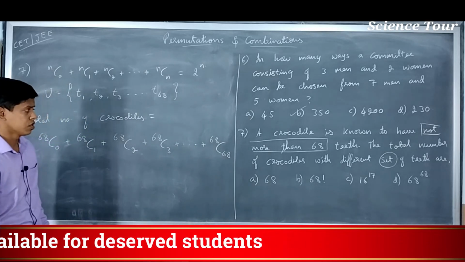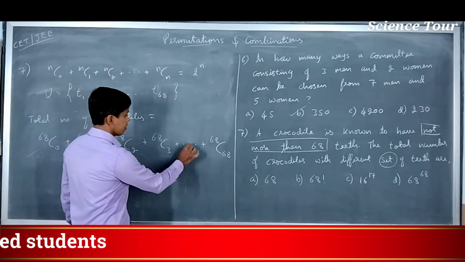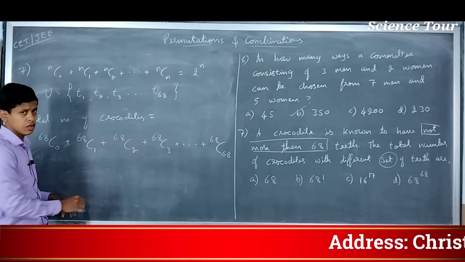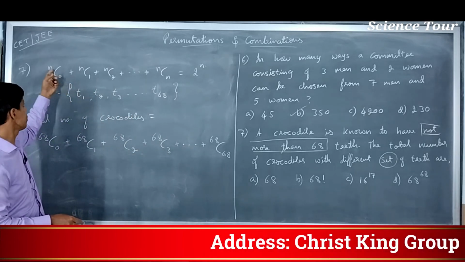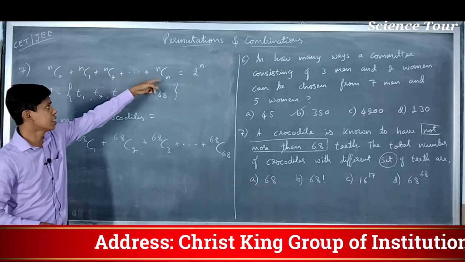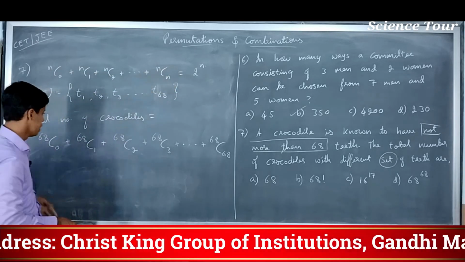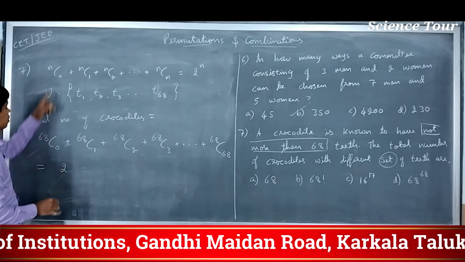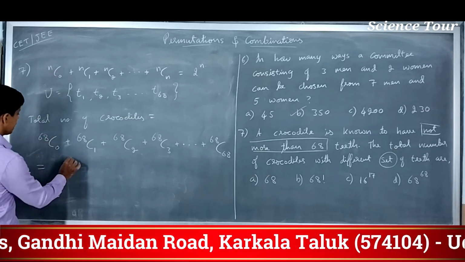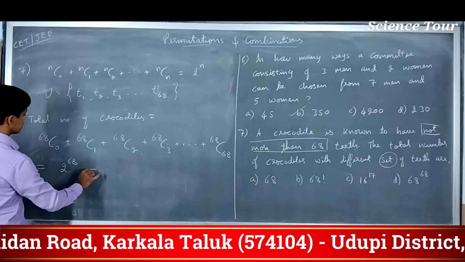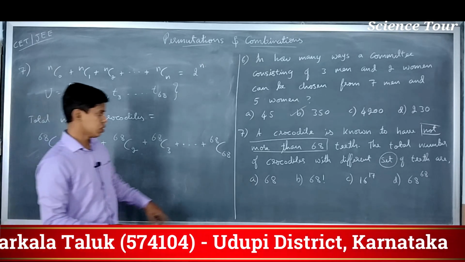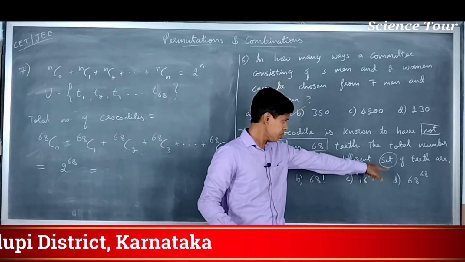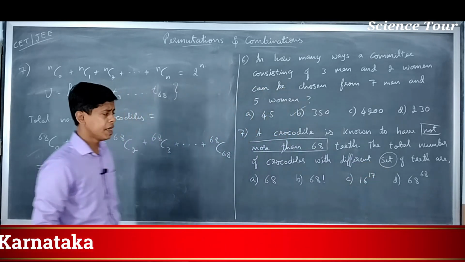Don't write all of this, it's foolishness to write. You can't just solve it manually, you have a formula for that. If you have nC0, nC1, nC2 till nCn, the answer is 2 to the power n. Now what is the answer of this? This is 2 to the power, what is n? 68. So this is 2 to the power 68, which you don't have in the options as such; it has to be written in another form.